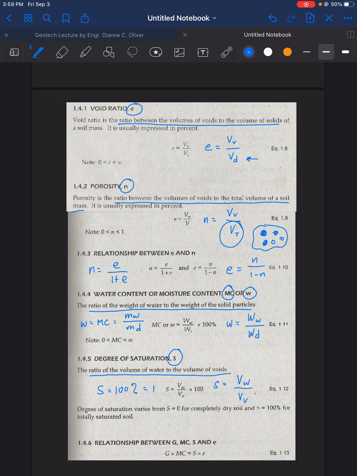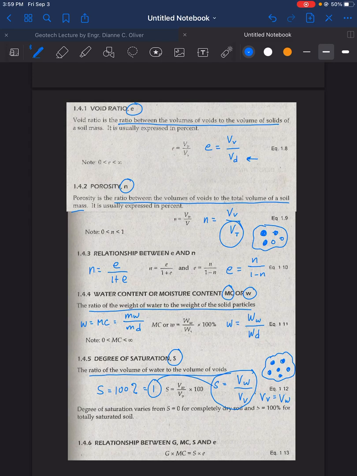So to consider S as equal to 1, it means this is the soil sample. We have here the voids. So take the total volume of the voids here. So you have the volume of voids. If all of these are filled with water, that means the volume of voids is equal to the volume of water. Thus, if you divide volume of water over volume of voids, it becomes 1. Okay, so that's degree of saturation.